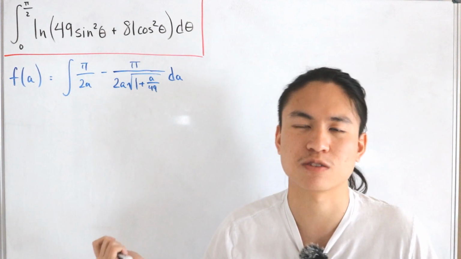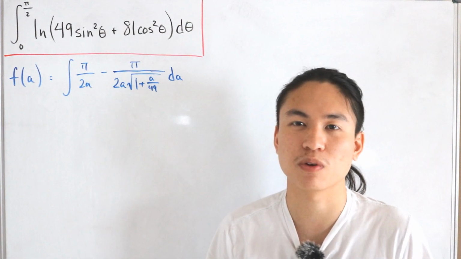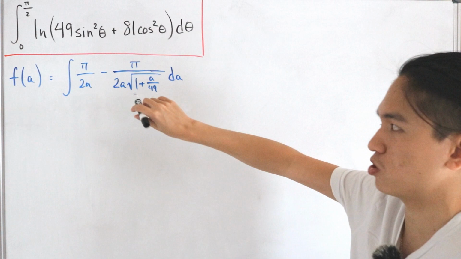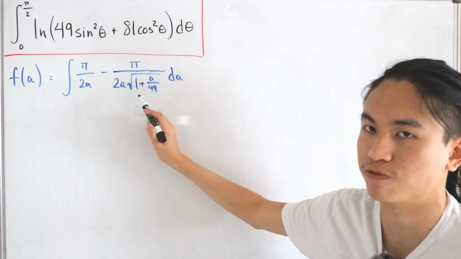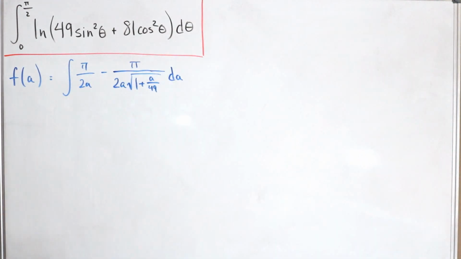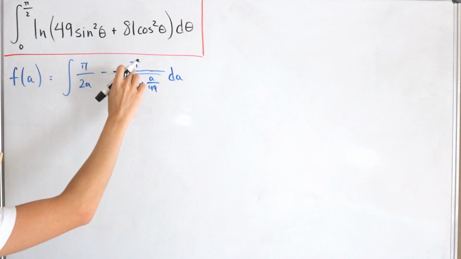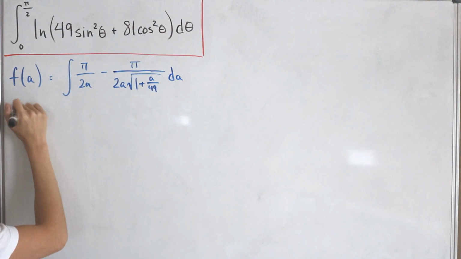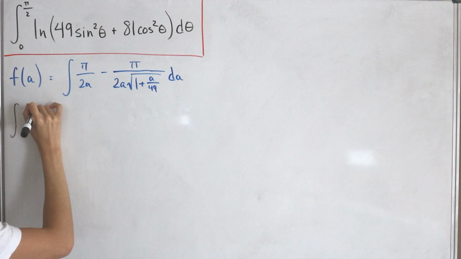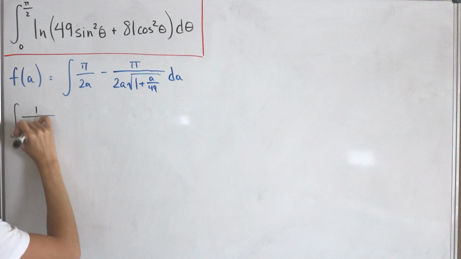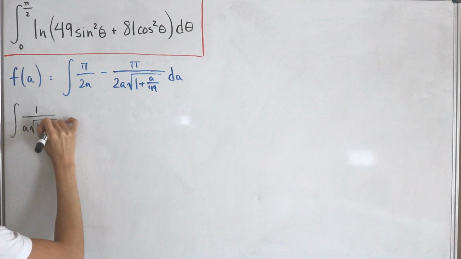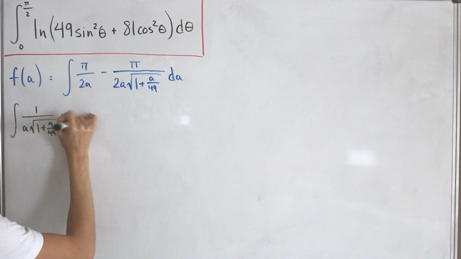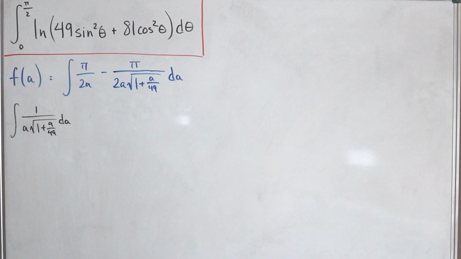It's not really a nice form that you might think is an easy antiderivative to remember. So we're actually going to start with this function and then integrate from there. I'm going to take away our focus for pi divided by 2 and just look at it in the following form. We want to evaluate the integral of 1 divided by a times the square root of 1 plus a divided by 49 dA. Okay, so let's get to that.